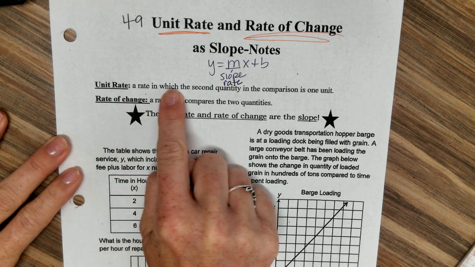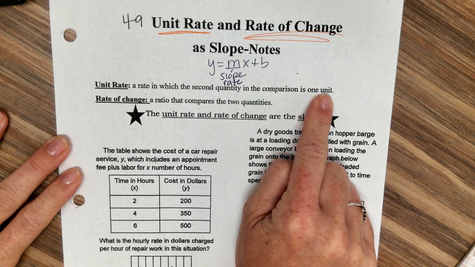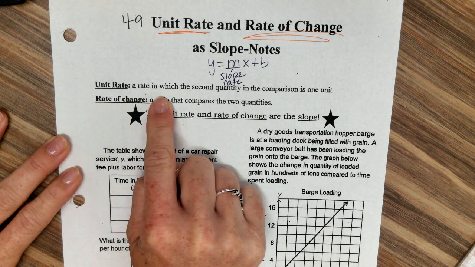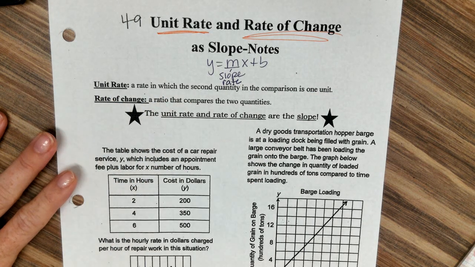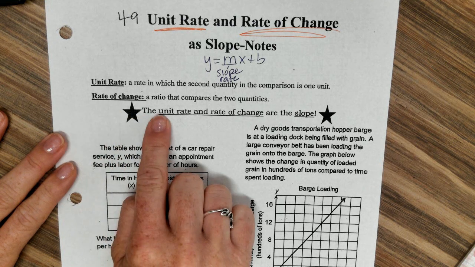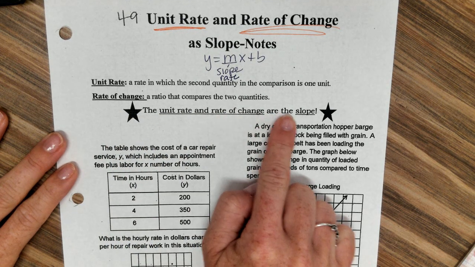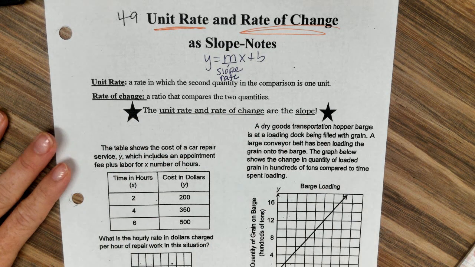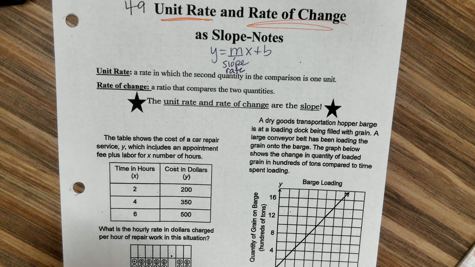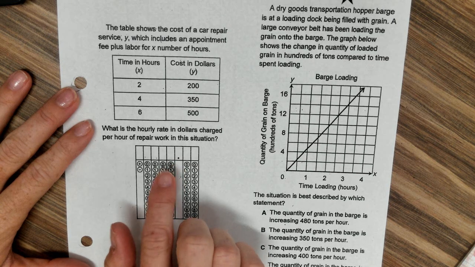Unit rate is a rate in which the second quantity in the comparison is 1. Rate of change is a ratio, a rise over a run. The unit rate and rate of change are the slope. So if they ask for unit rate or they ask for rate of change, you're just doing slope. So nothing is new today. Okay, so let's go to the first example right here.